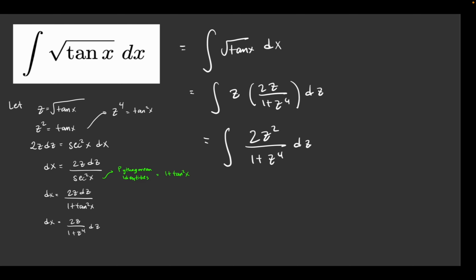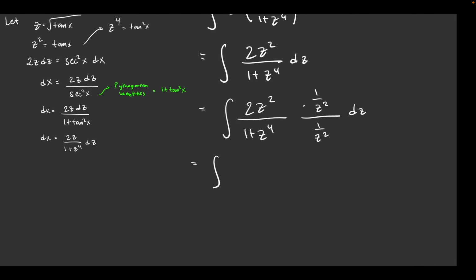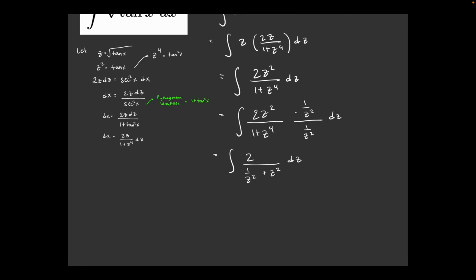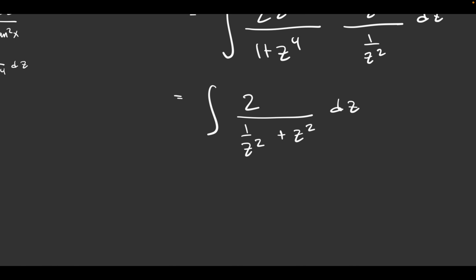So I can eliminate by dividing by z squared here. So pwede kong gawin is 2z squared over 1 plus z raised to 4 dz. Okay. So, ang mangyayari, this becomes the integral of 2 over 1 over z squared plus z squared dz. Ayan. So, mukhang innocent pa lang siya as of the moment, right? But, meron tayong pwedeng gawin here.